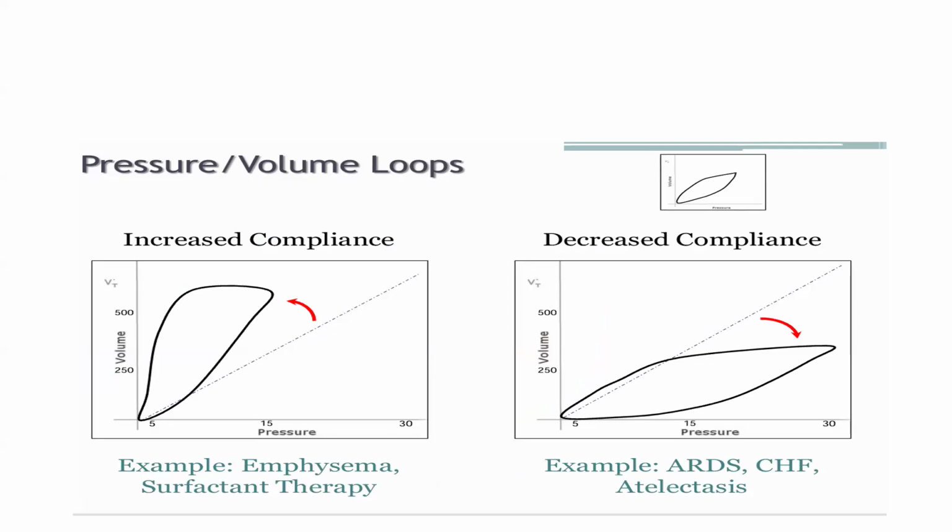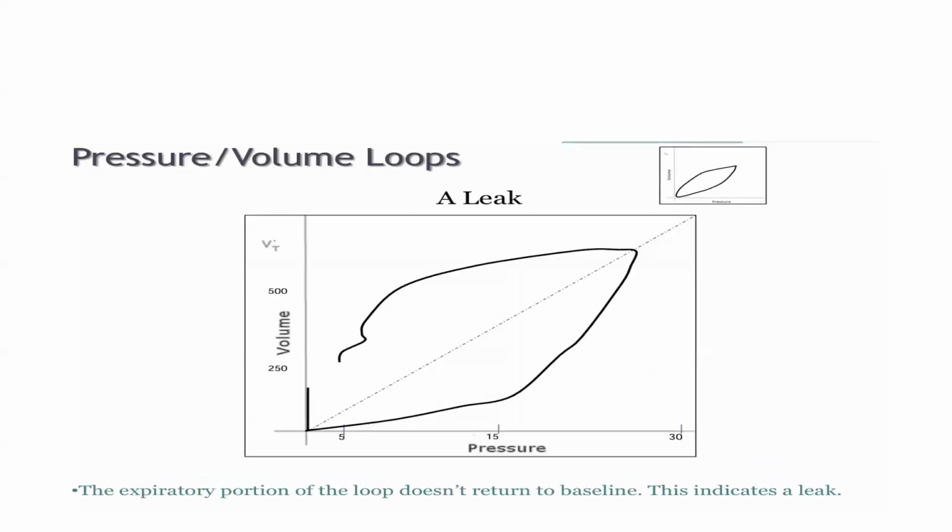Increased compliance. This first pressure volume loop is suggestive of increased compliance, and it is seen in emphysema and surfactant therapy. The other diagram is representative of the decreased compliance seen in ARDS, CHF, and atelectasis. If the expiratory portion of the loop doesn't return to the baseline, this indicates a leak.